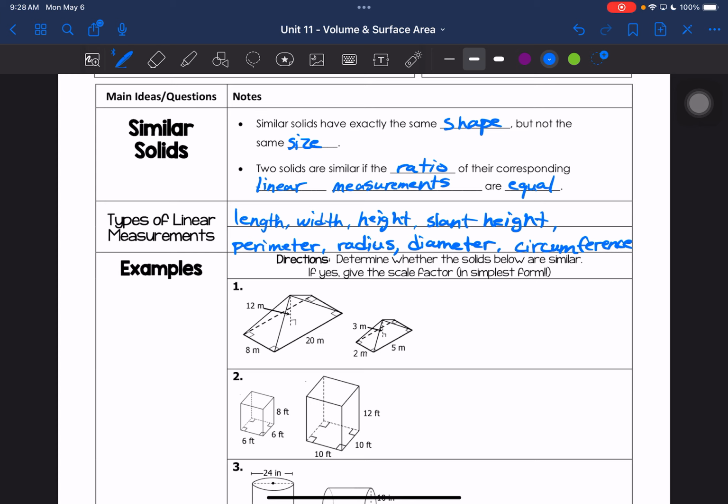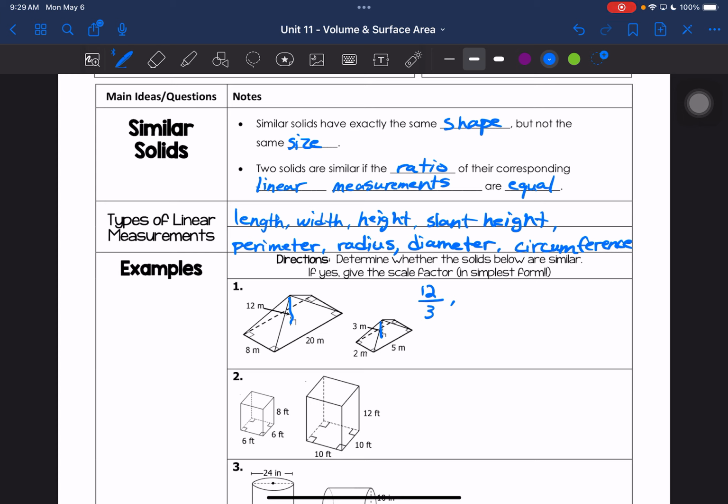So the directions for these examples say to determine whether the solids below are similar. If yes, give the scale factor in simplest form. So we're going to be given a couple pairs of solids, and then we have to determine whether they're similar by comparing their linear measurements and making ratios. So for example, we want to compare the same measurement. This 12 is the height of the pyramid, so I want to compare that to the height of the other pyramid, which is 3. So the ratio is 12 to 3, or 12 over 3.